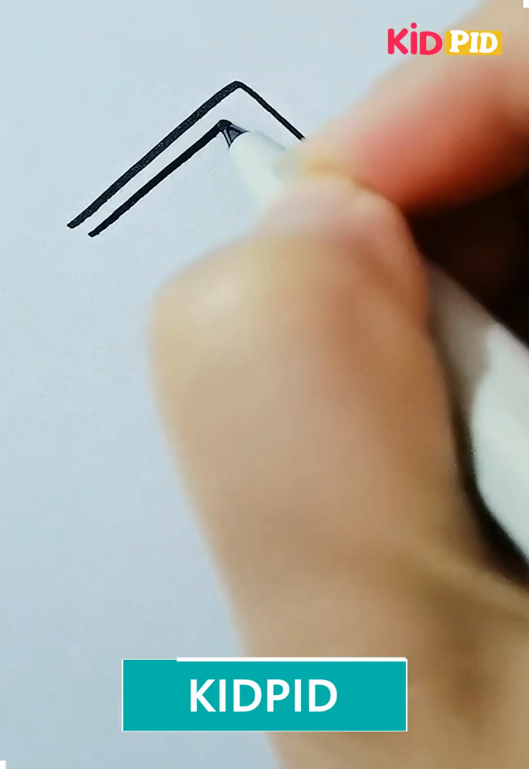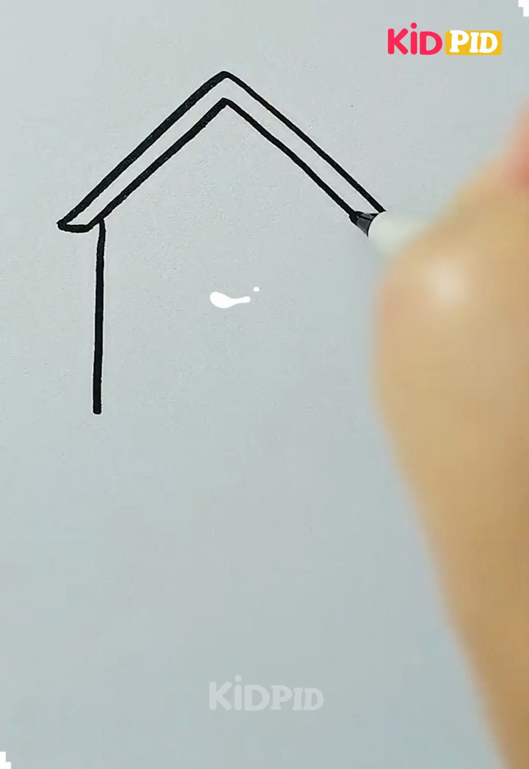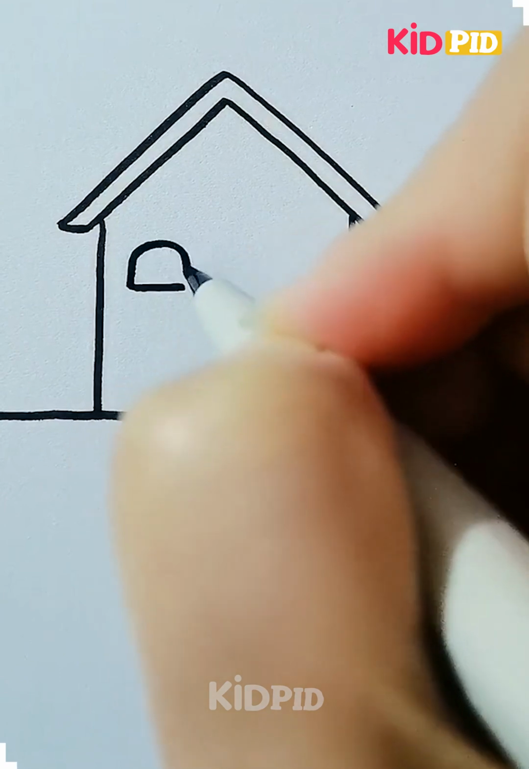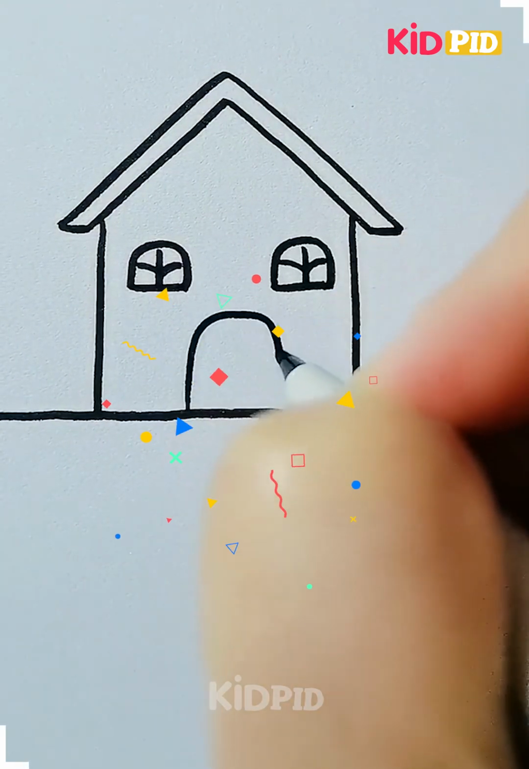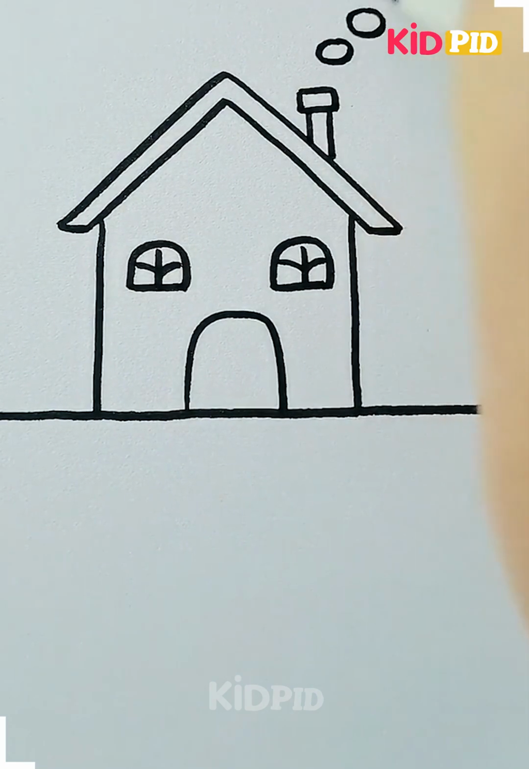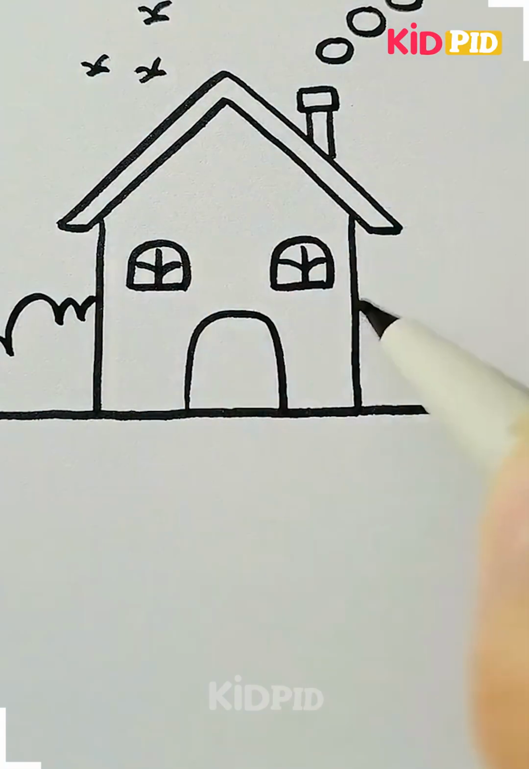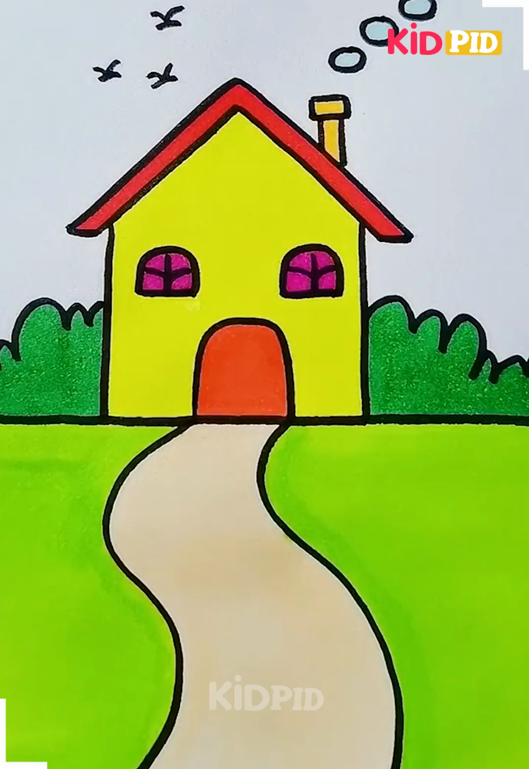Hello everyone, let's see how to make some beautiful sceneries. So first here we are making a house. On that we are making some windows and a door, and then we are adding a chimney to it. After that we are drawing some birds and some greenery.